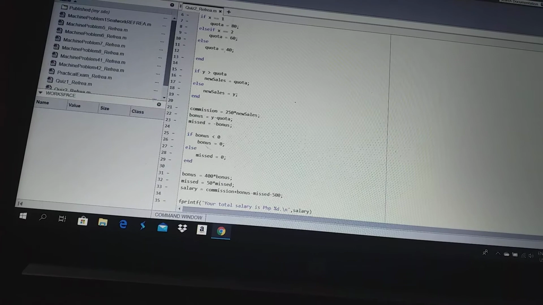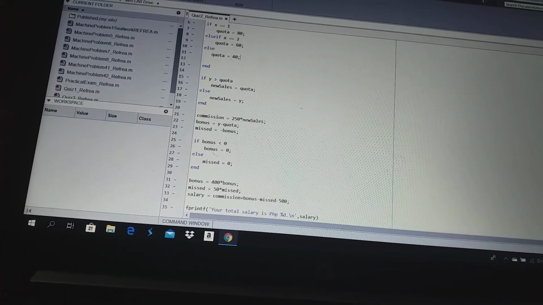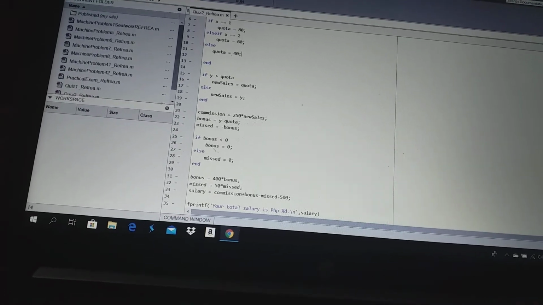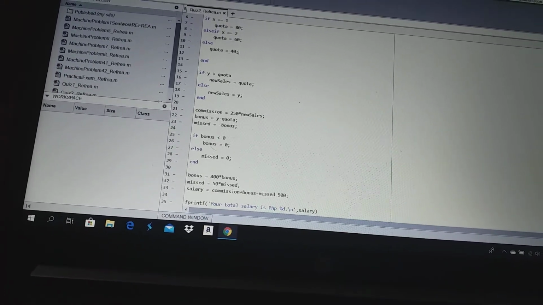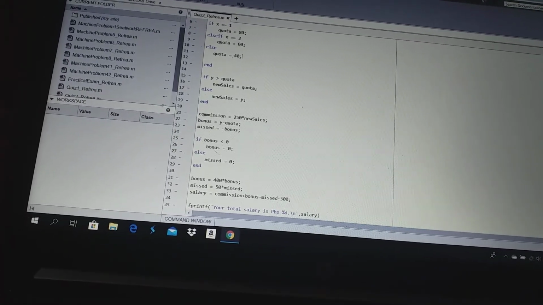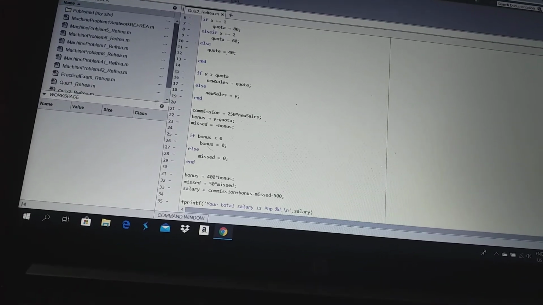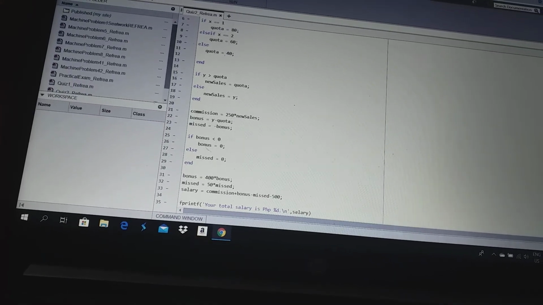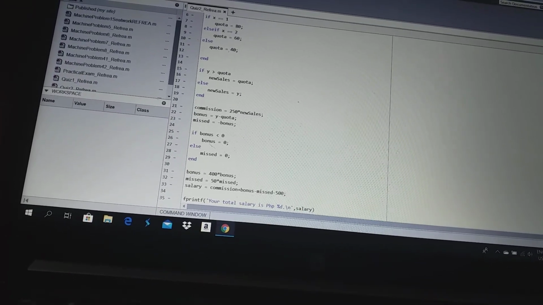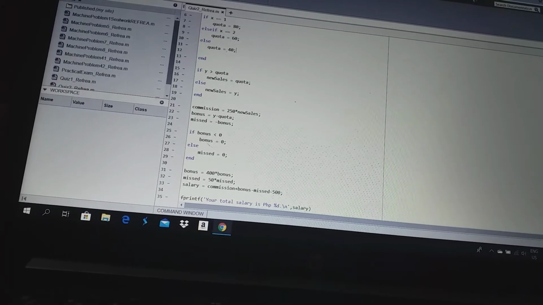Now, for line 31, this portion tells us how much is that person's bonus for his or her total salary. The formula is 400 multiplied by how many excess sales that person made in that month. It is 400 since that is how much a single bonus or excess sale is worth. For line 32, this portion determines how much money would be deducted from that person's total salary for the shortage of quotas category only. The formula is 50 multiplied by the amount of sales that person did not meet. It is 50 since for every missed sale, there is a 50 pesos deduction.